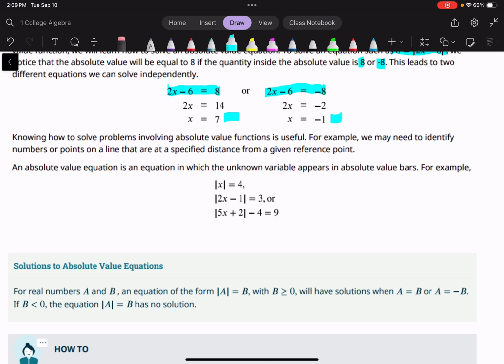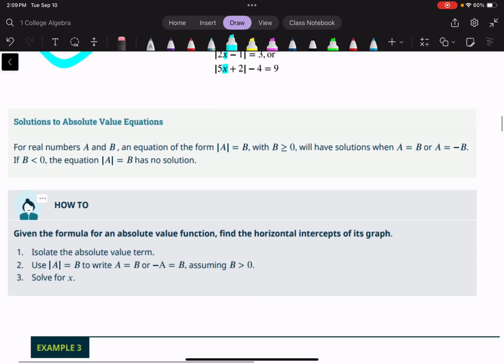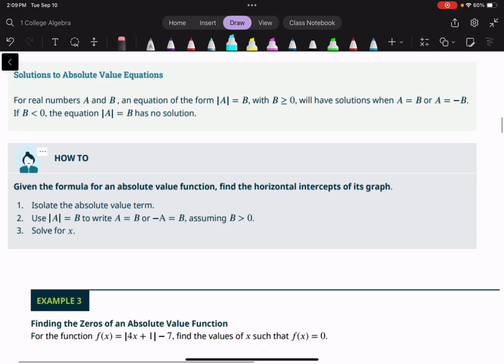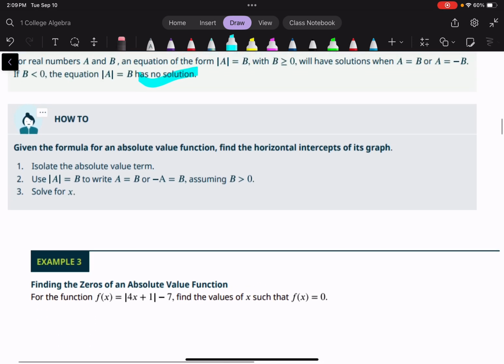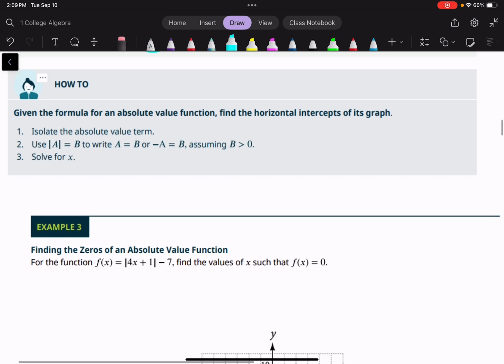anytime you see an unknown variable appearing inside the absolute value bars, that's going to be an absolute value equation, and we're going to solve it in the same manner as I just showed you. One thing to note is that if we start out with this equation where the absolute value of A, or whatever's inside there, equals B, if B is negative, it has no solution. We have to be very careful for that, because there's no way to make the value inside of the absolute value be equal to a negative number.